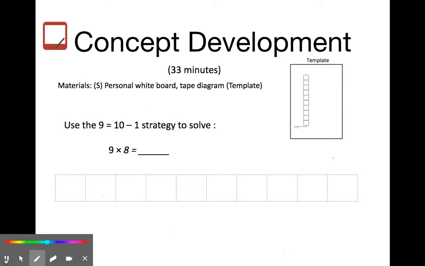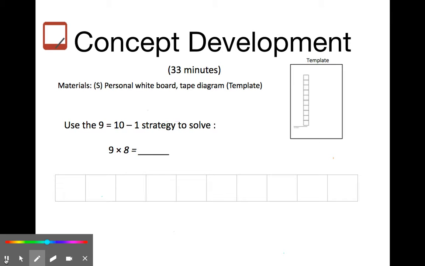If you have not grabbed your template out of your workbook, please go ahead and tear that page out and you can slide it into your marker board page and use your own template. So if you need to hit pause to tear that out and slide it into your marker board, please go ahead and do that now.